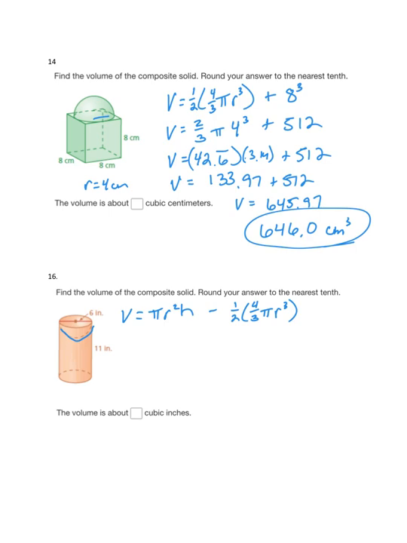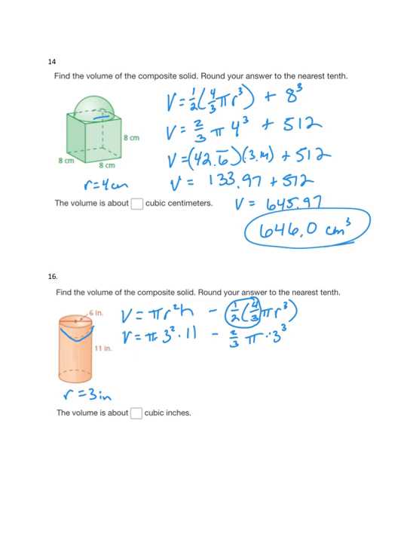So let's fill in what we know. They give us the diameter of both of those, the cylinder and the sphere. The diameter is 6 inches, so the radius is 3 inches. So our volume will be pi times 3 squared times the height of the cylinder, which is 11. All of that minus, we can simplify this part right here to 2/3 pi times 3 cubed.